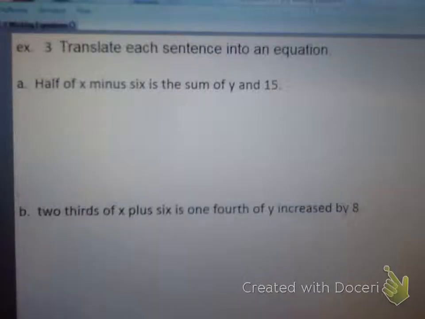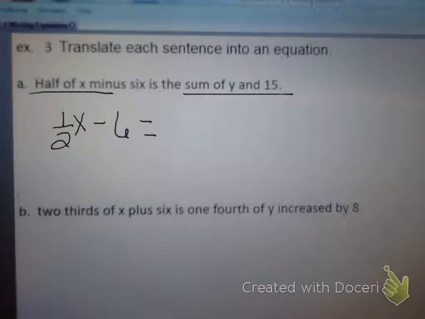Example 3, translate each sentence into an equation. Half of x minus 6 is the sum of y and 15. Half of x is 1/2 x. Make sure that you center the variable with the fraction. Minus 6 is the sum of y and 15. Sum means to add. It's y plus 15.